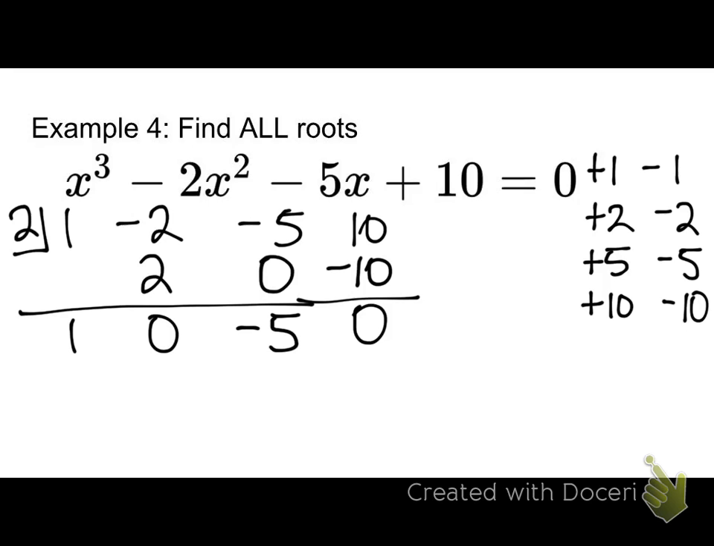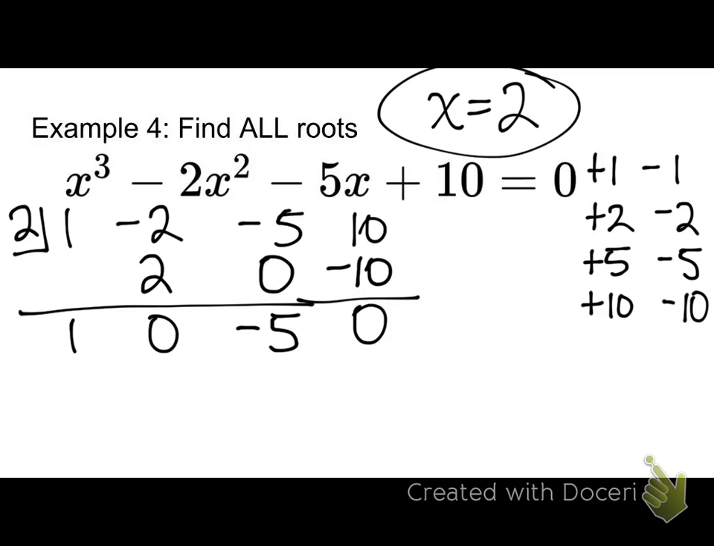Good job, team. Now, we know that x equals what is one of our answers? 2. Okay, so I would go ahead and write that down. As soon as you find one, write x equals 2 and put a big circle on it somewhere. The only way x equals -2 would work is if we put a -2 in our little box and synthetic division worked out.